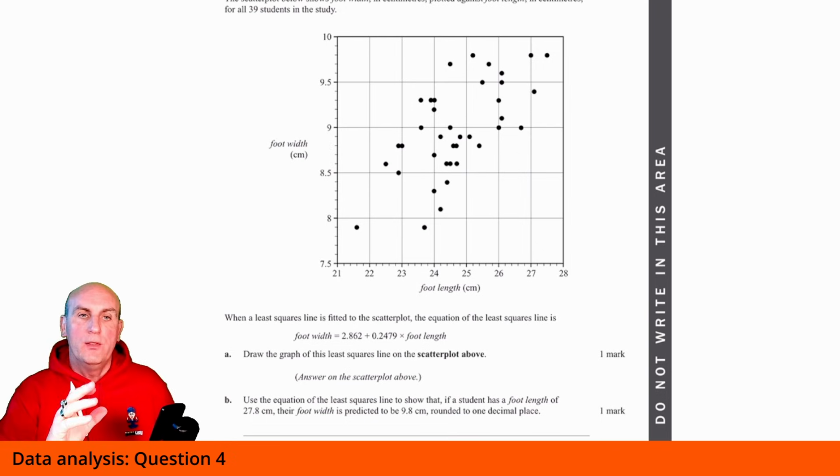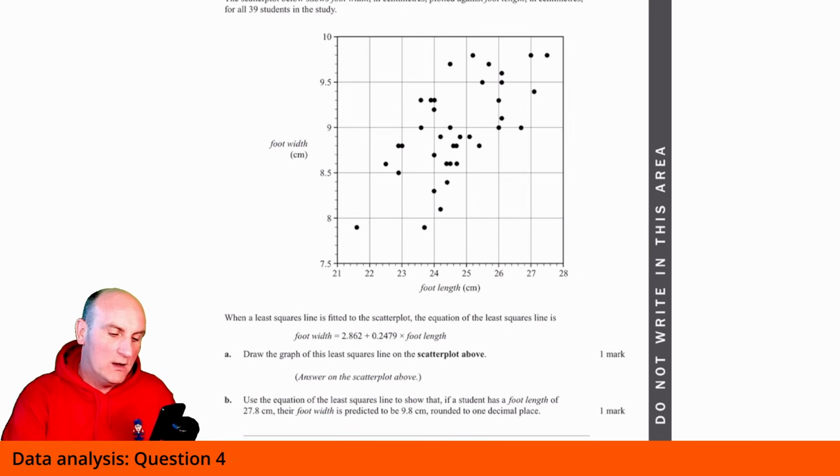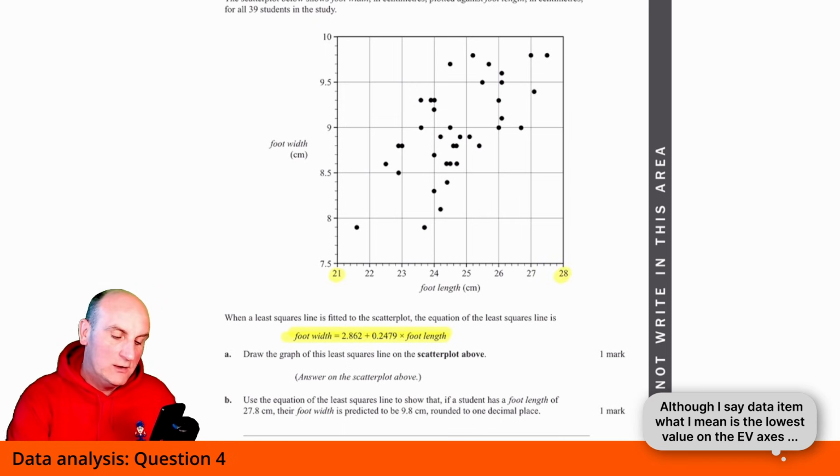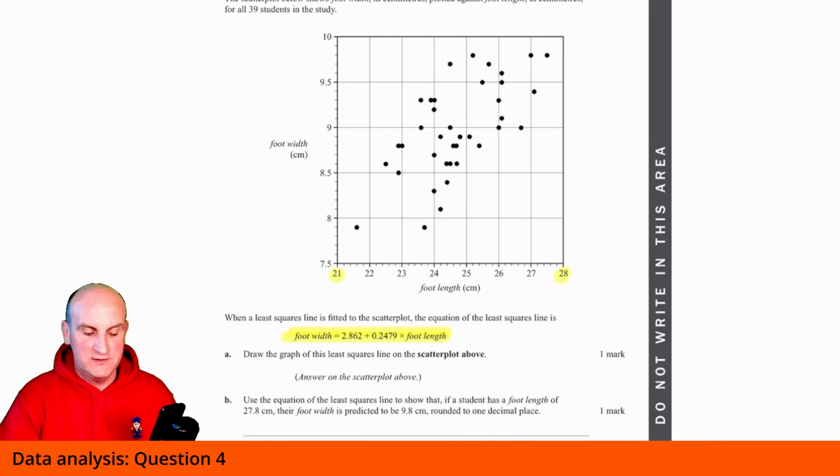The way you do this: a lot of people go, oh, I'm just going to draw a random line between all those points. No, it's not a line of best fit. There is a specific line you have to draw here, and you get that line from this equation. My advice is you choose the lowest data item of the graph and the highest data item of the graph, and substitute those into the equation and then plot the resulting value.